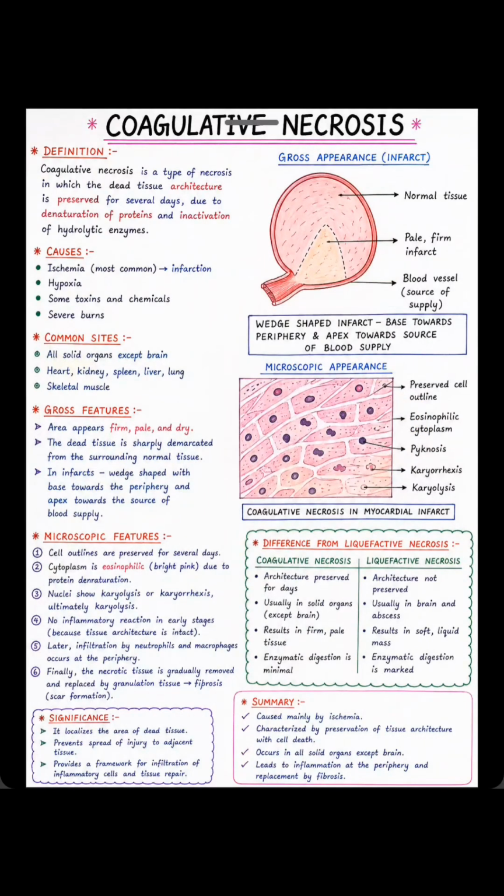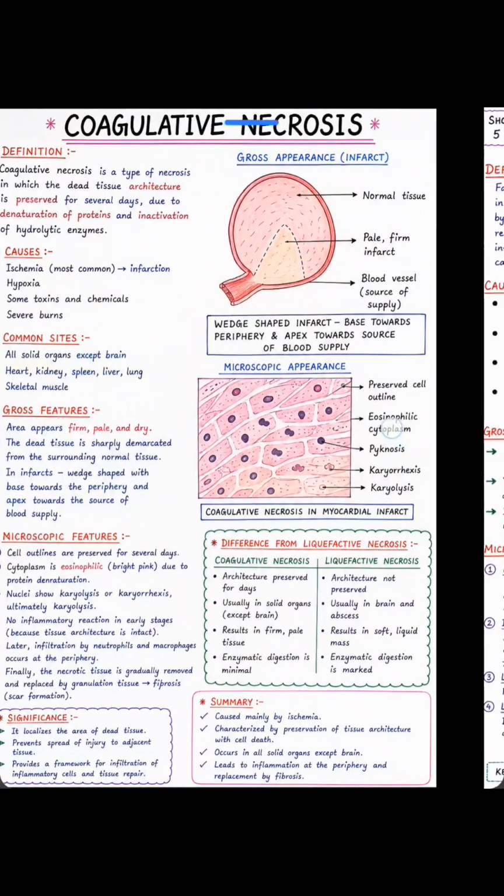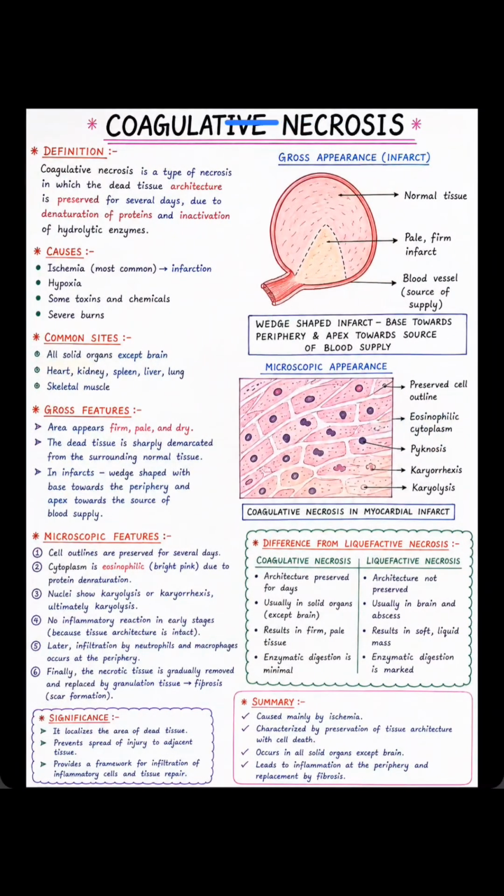The nuclei show 3 progressive stages of destruction, that is pycnosis, which is shrinkage, karyorrhexis, that is fragmentation, and ultimately karyolysis, that is dissolution and fading. This is karyorrhexis and karyolysis. These are the 3 stages of cell destruction. Interestingly, there is no inflammatory reaction in the very early stages because the tissue architecture is still intact. Later on, neutrophils and macrophages infiltrate from the periphery to clean up the mess, and finally the necrotic tissue is gradually removed and replaced by granulation tissue, leading to fibrosis and scar formation.